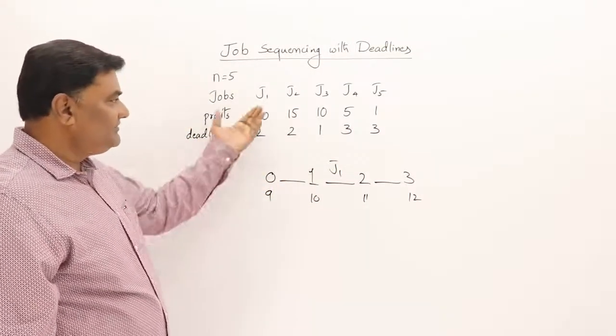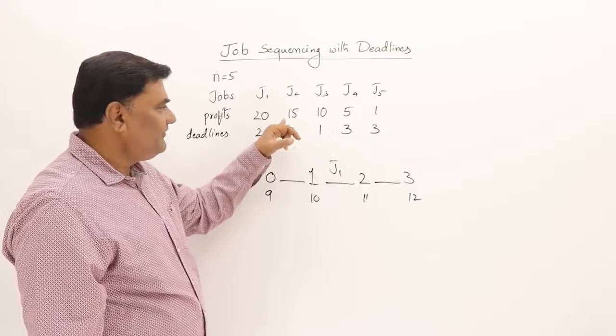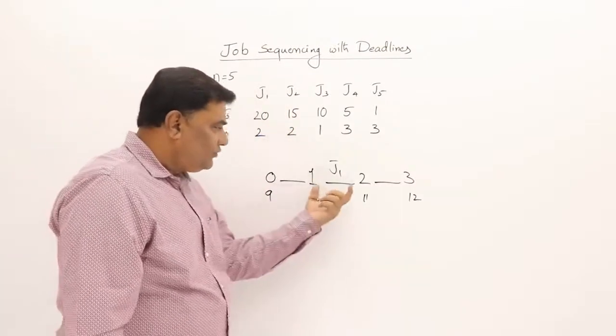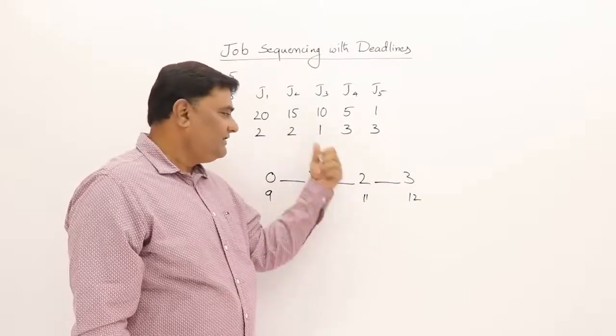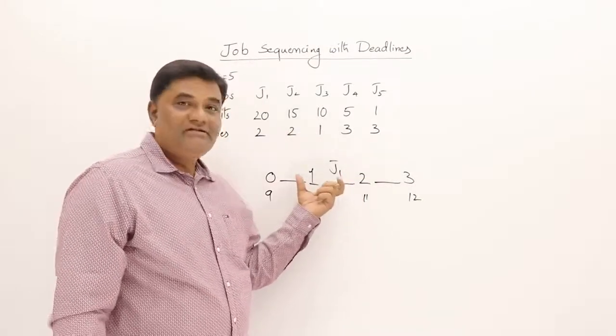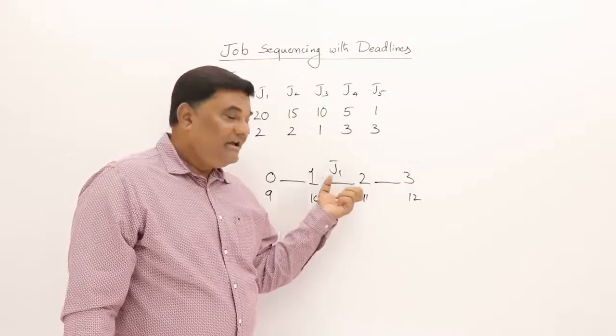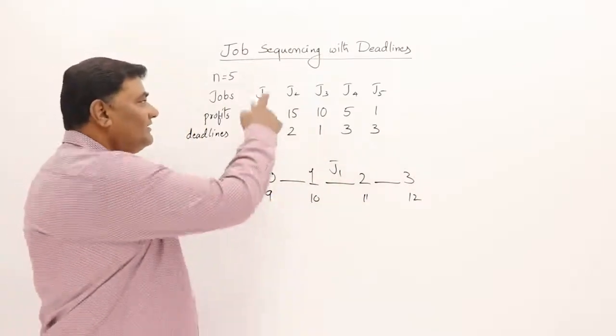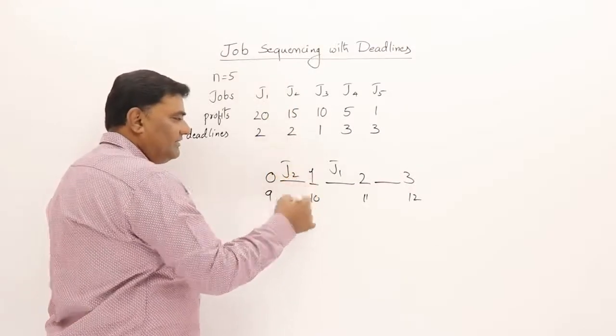So let us do it in this slot. Now let us pick up the next job. The second highest profit is 15. And what is its deadline? 2. Now again go to 1 to 2. He is ready to wait till 11, 2 units of time, but this is already occupied. Now see if there are any slots available on this side. Yes, it is available. So job 2 goes here.